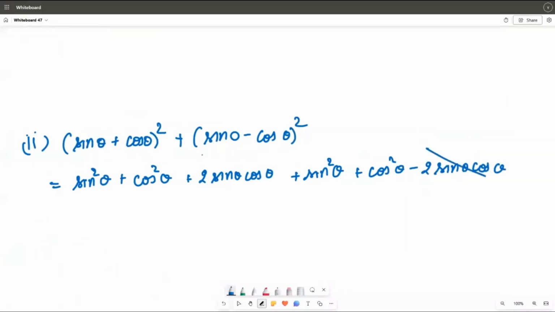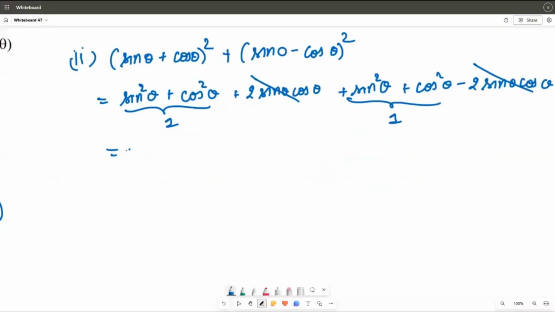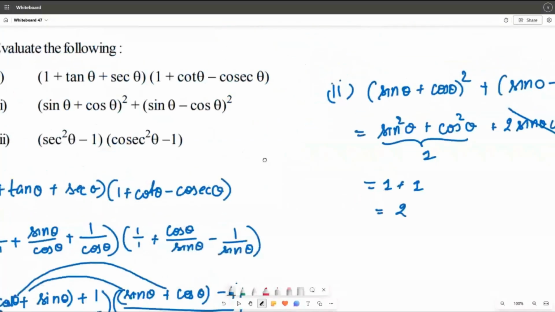So this minus and plus will get cancelled. This is equal to 1 and this is equal to 1. Sin square theta plus cos square theta equal to 1. So 1 plus 1 is equal to 2. That's it. Next, last one, third one. Let's see the one.